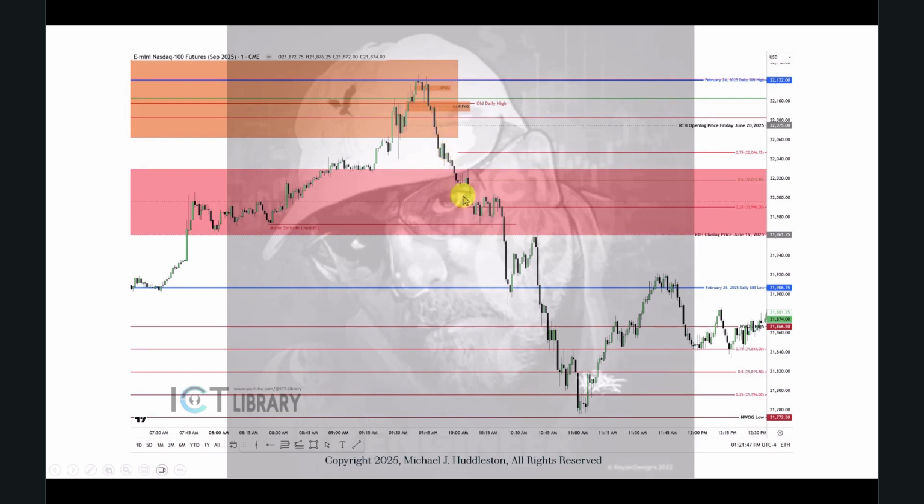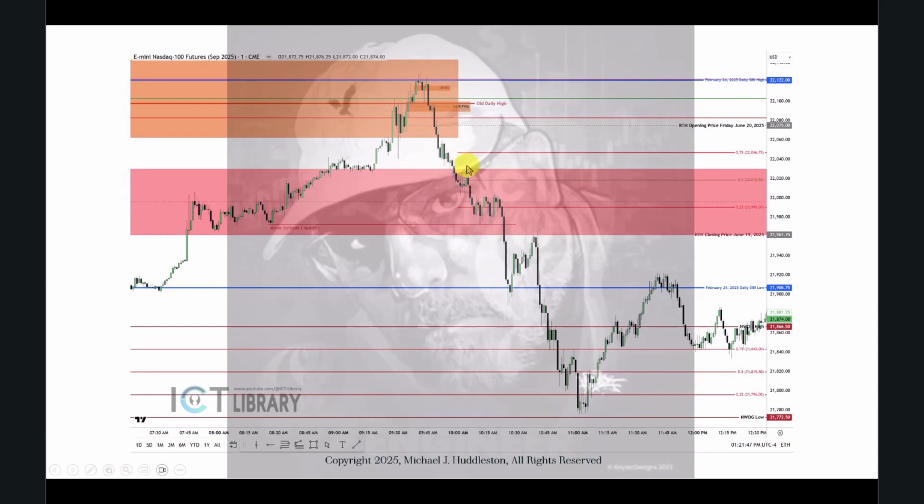Breaks lower. If you look at this level right here, this is the regular trading hours opening price on Friday. That's basically the 9:30 opening price. Right here. So from there, it rallies up. So if we look at that opening price in relationship to where the previous day's close was, you can see down here is 21,961.75. And that's the regular trading hours closing price for June 19th, 2025. So we have a premium gap. So what is it likely to do? Pull back down to try to make an attempt to close the gap.